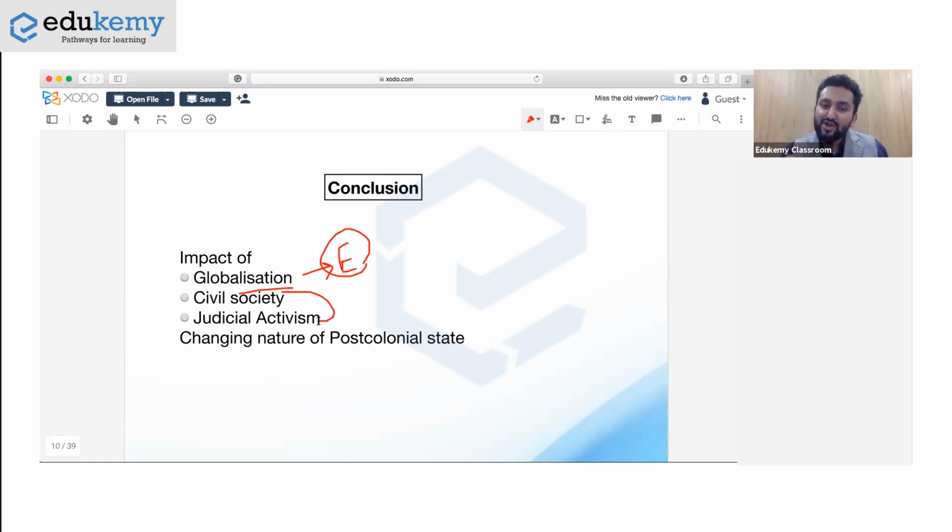Don't you think civil society and judicial activism have put some restrictions on the power of the state? The arbitrariness which you people used to have. Not you people, I mean those who are in the bureaucracy and were using their power indiscriminately, right? Now they have become more accountable.